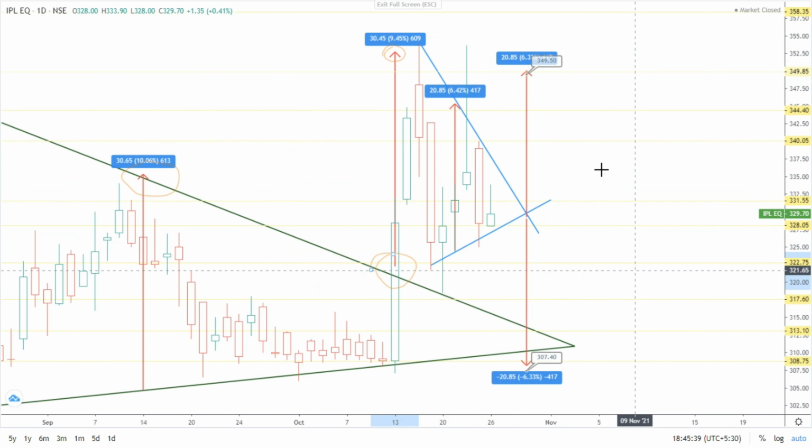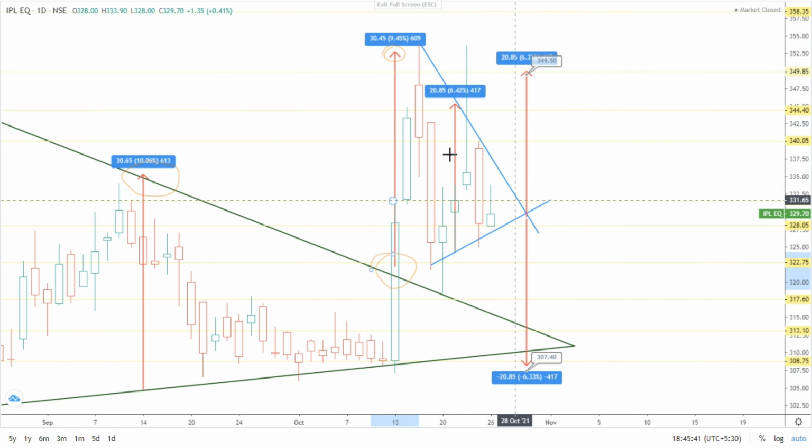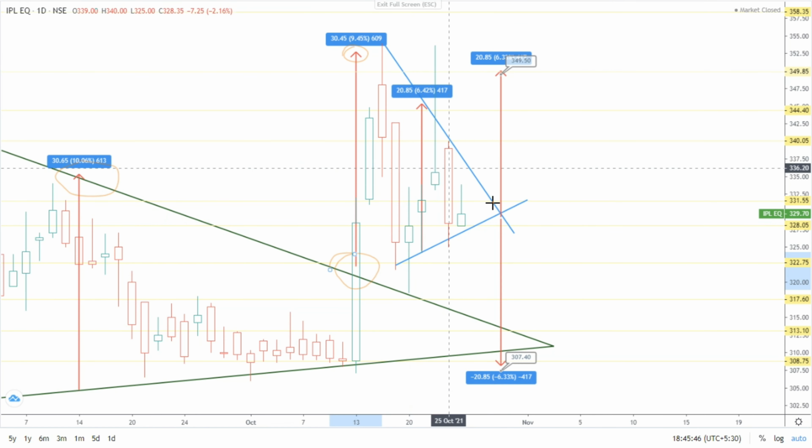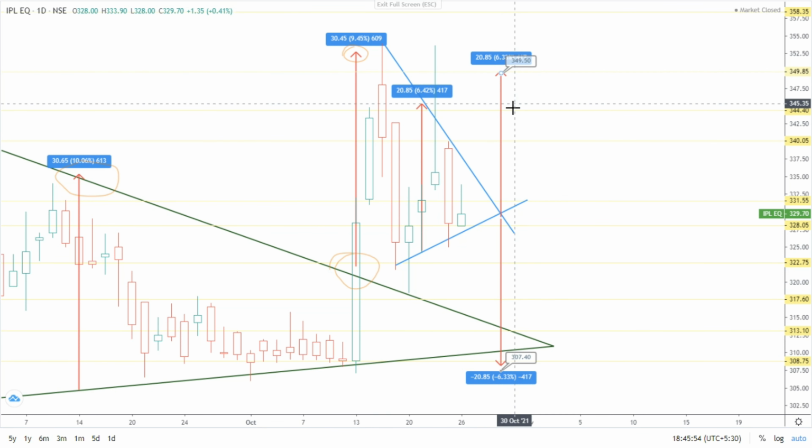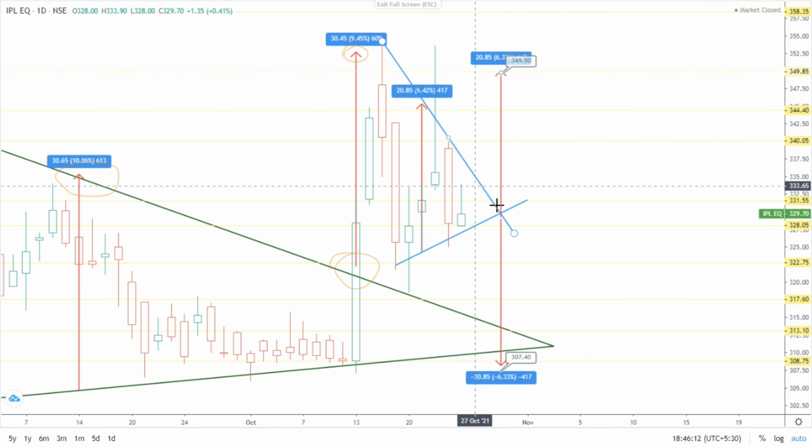And now another pattern has been formed. Again a pattern has been formed, you can see clearly here, and the target is a 6% up movement on the stock, that is 349. The stock can go up to 349. Now the stock is at 329. A 20 rupees up movement can be seen after the breakout of this pattern.